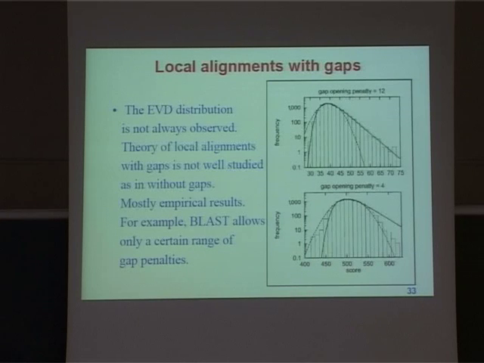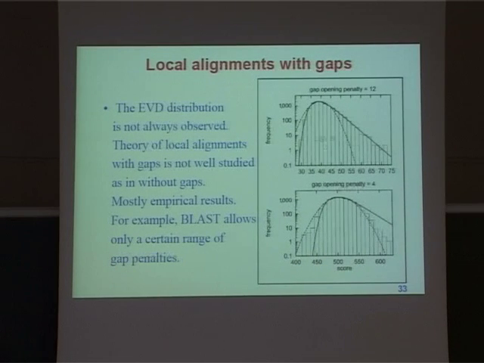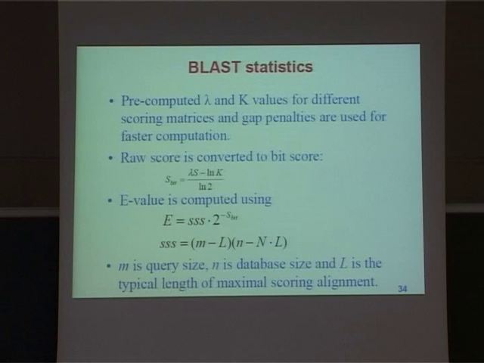And instead they use the extreme value distribution to estimate the e-value. Okay, so the theory of local alignments with gaps is not as well studied as the case without gaps. And what we have is mostly empirical results. We just run the alignments with random sequences and see how the distribution looks. And BLAST therefore only allows a certain range of gap penalties, because these empirical results are only studied for certain gaps. And here at the end, this is the actual formula that BLAST uses.